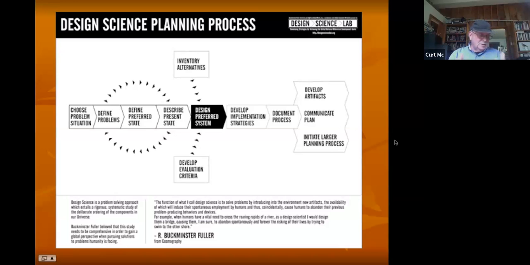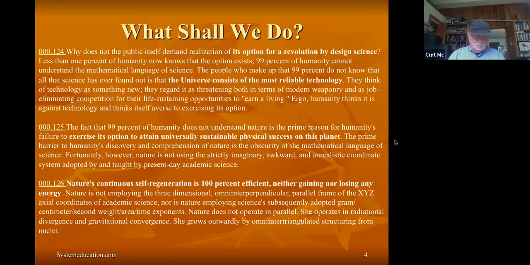So once again, it's always good to refer back to what Bucky recommended, that we work on things that increase living rate. We're not using this process to make gadgets. We're not using it to make money. We're using it to improve living rate for people and to improve our relations to nature, to restore nature.